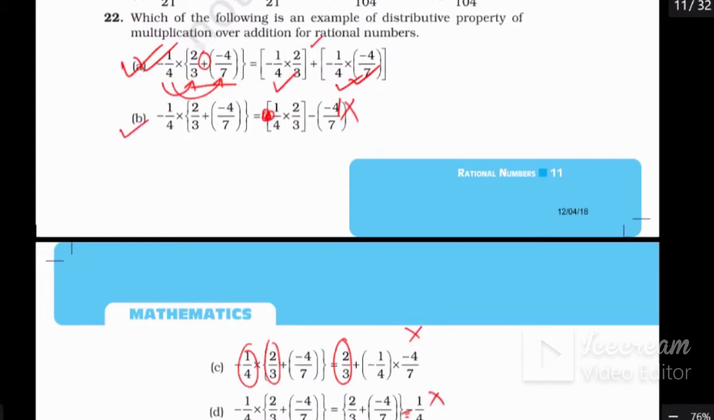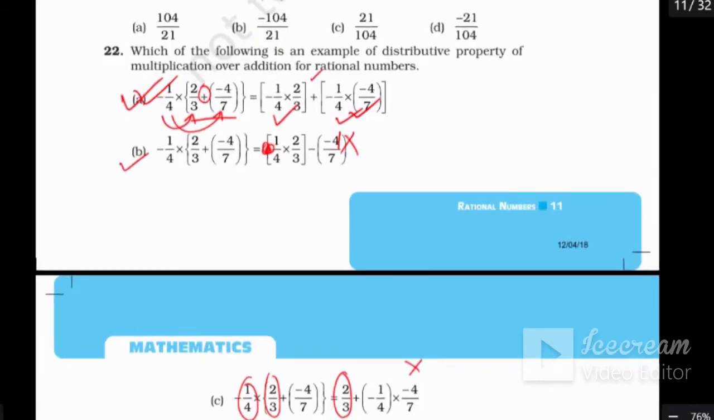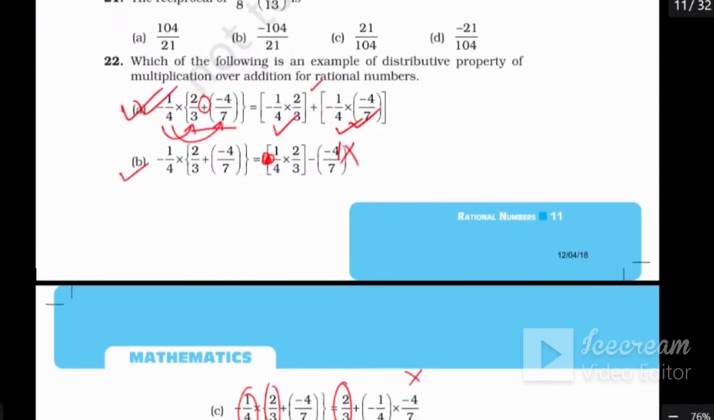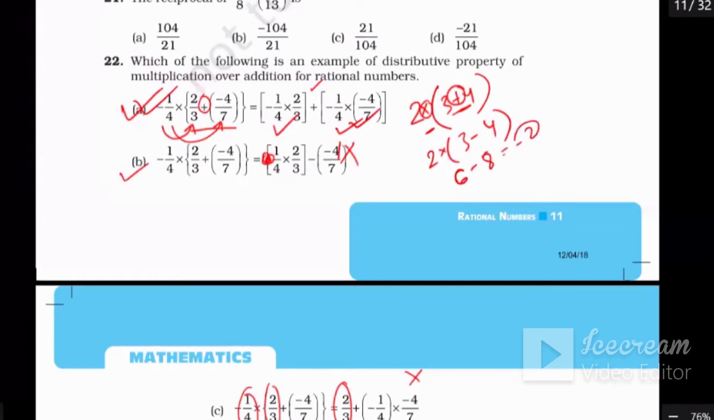सर मल्टीप्लिकेशन और एडिशन मतलब? Multiplication over addition means this: 2 multiplied by 3 plus 4. This is distributive property of multiplication over addition. Multiplication over subtraction, okay, this is multiplication over subtraction: 2 threes are 6 minus 2 fours are 8, it will be minus 2. This is multiplication over subtraction. This is multiplication over addition. Okay.